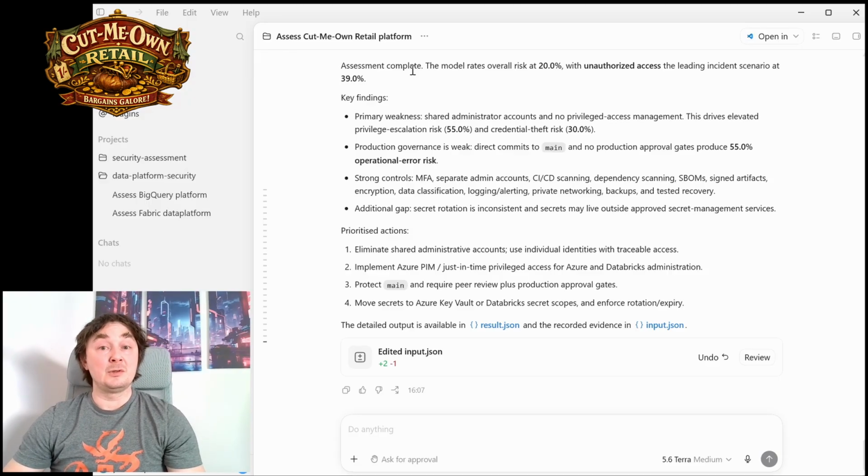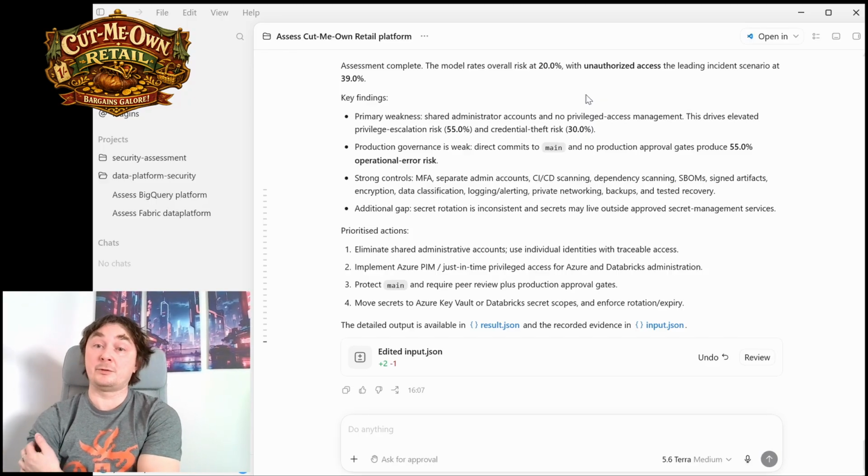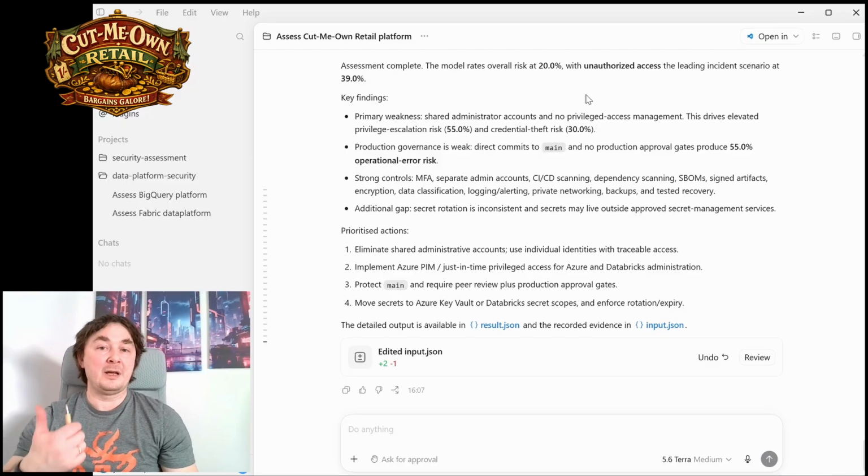Production governance is weak as well. Direct commits to main and no production approval gates produce a 55% operational error risk. And we have some strong controls as well. So all of the MFA, separate admin accounts from regular user accounts, and CI/CD is top notch. Well, almost top notch. So all of that is good. And the additional gap over here is that secret rotation is inconsistent and secrets may live outside the approved secret management service.